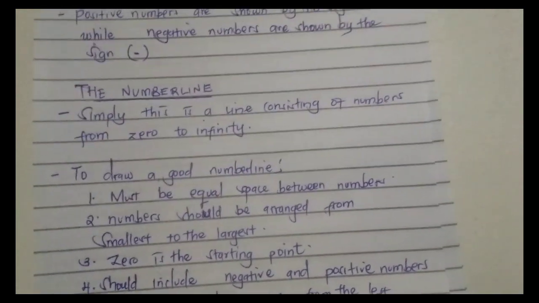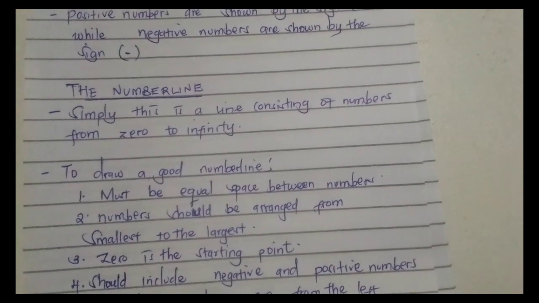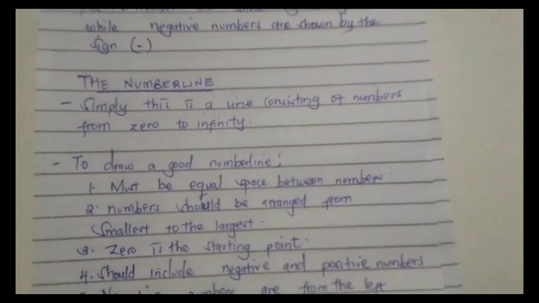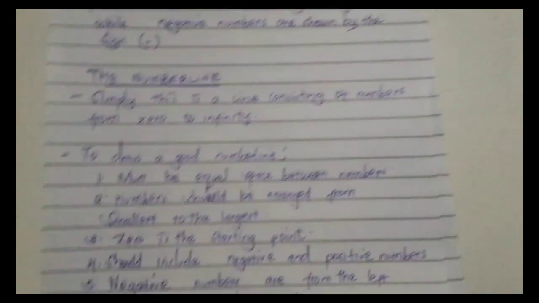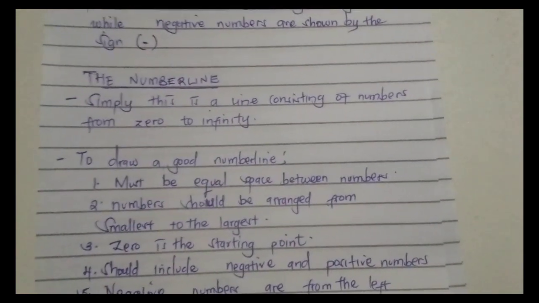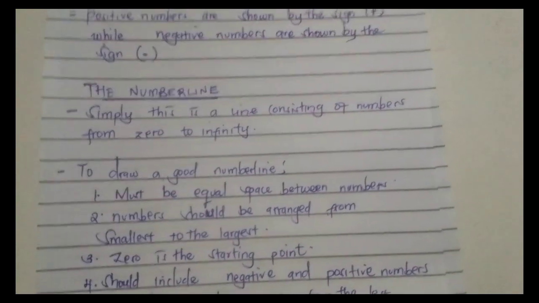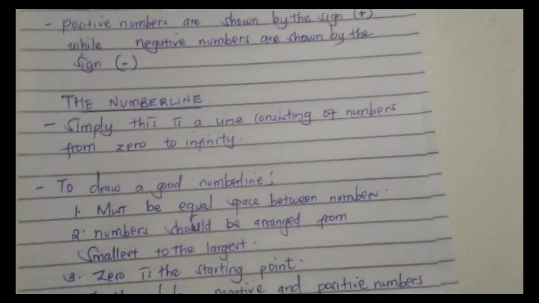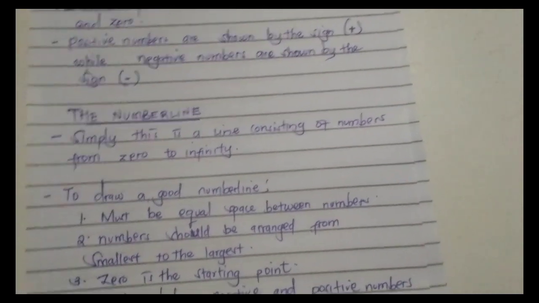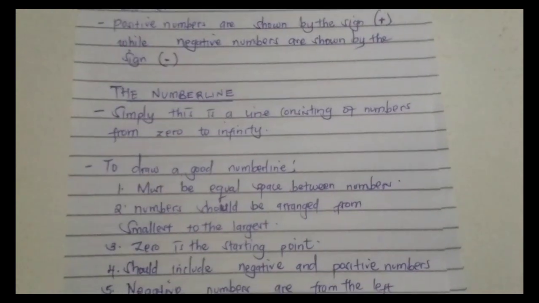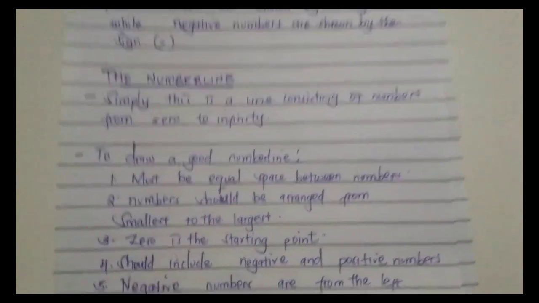Number 2, numbers should be arranged from the smallest to the largest. That is so usual. There is no way you're going to write numbers from 8, 7, 5, 4, 3 and the rest. No, we're supposed to start from 0, proceeding to 1, 2, 3, 4. From 0, negative 1, negative 2, negative 3, negative 4, as you proceed. So we start from smallest to largest, both on the negative and the positive side.